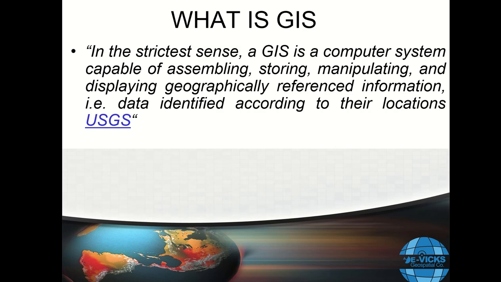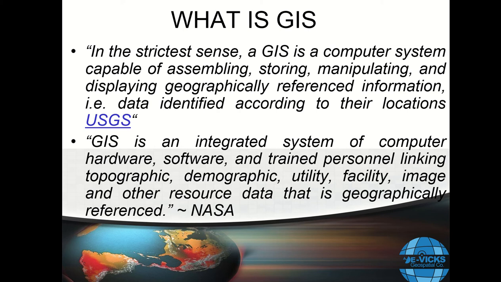First, what is GIS? In its strictest sense, GIS is a computer system capable of assembling, storing, manipulating, and displaying geographically referenced information. What it means by geographically referenced information are information that are tied to the surface of the earth, and this definition is by the United States Geological Survey.